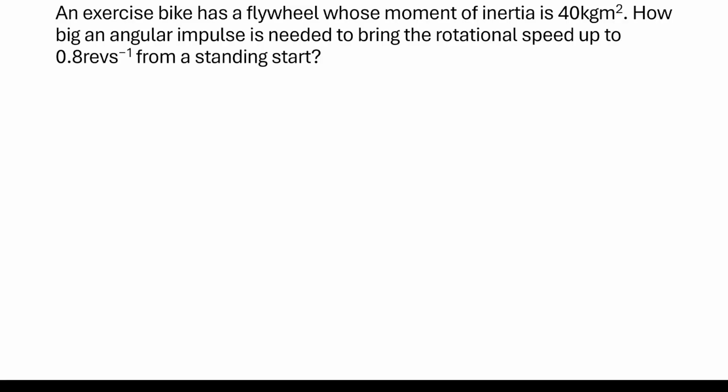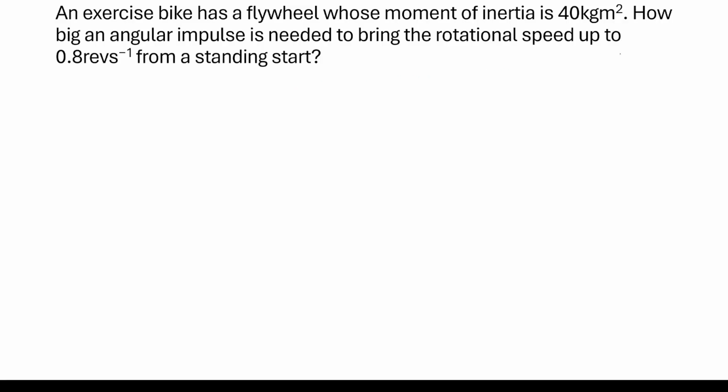So just to remember, angular impulse is nothing but change in angular momentum. Angular momentum changes when there is an external torque acting on the system. If there's no external torque acting on the system, angular momentum remains constant. That means the angular impulse is 0. All right, let's try with some simple questions.